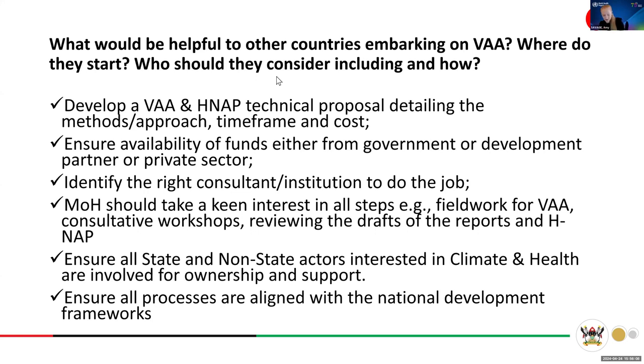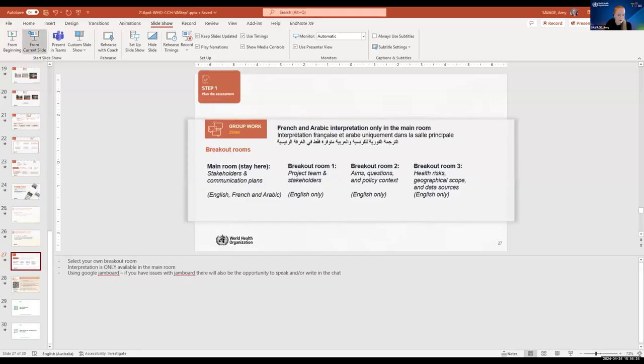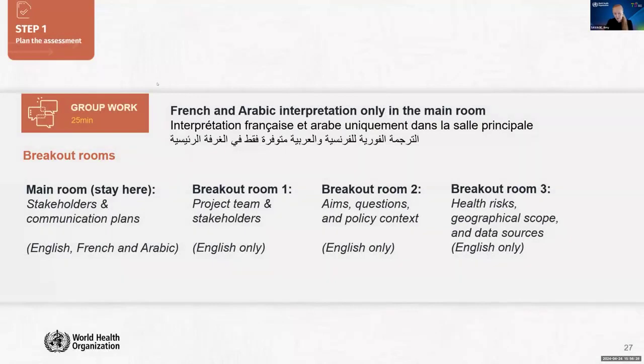If you could just stop sharing your screen, I'm going to put up a slide. We now have the opportunity to break out into smaller groups and to start thinking about how we can apply this to our own context. So just a moment as I share the slide. So we have 4 breakout rooms on different aspects of the process. You can select whichever room you would like to be in. However, the interpretation is only working in the main room. It doesn't work in Zoom in the breakout rooms. So if you need the interpretation, or if you're interested in the topic on stakeholders and communication plans, please stay here in the main room and don't select a breakout room.